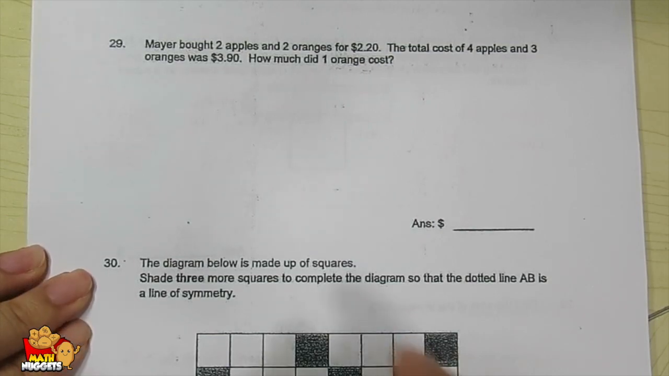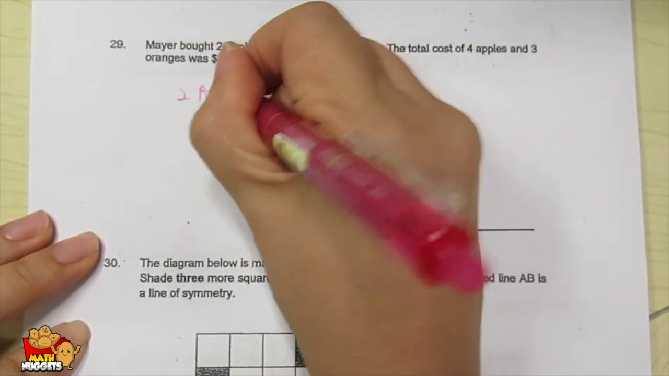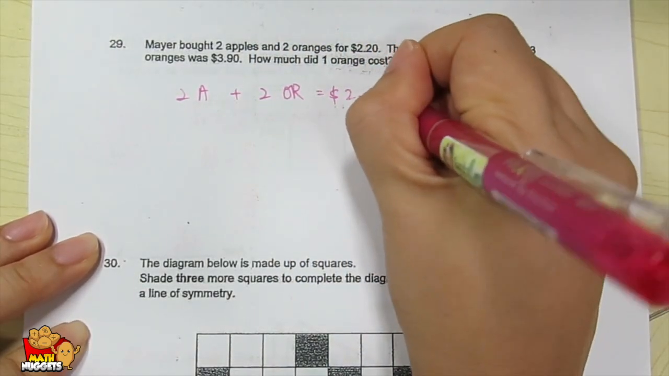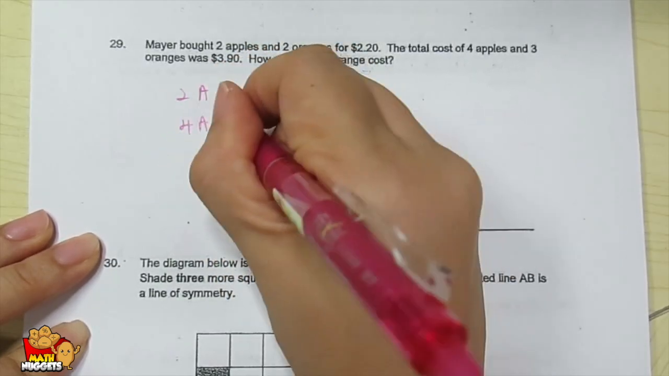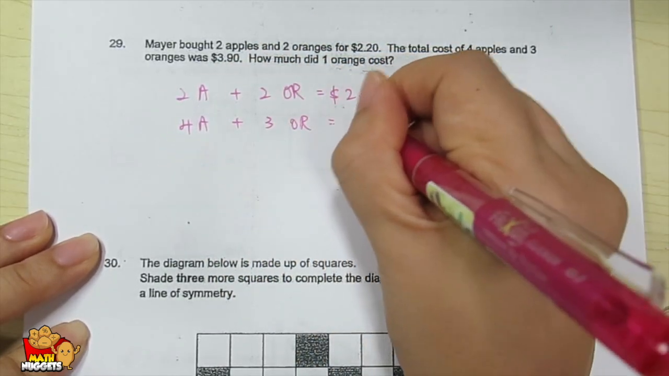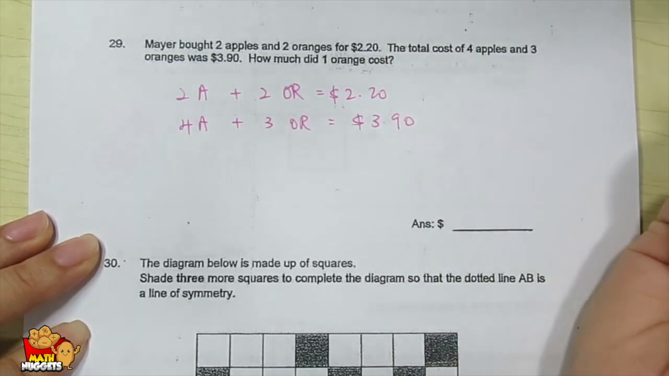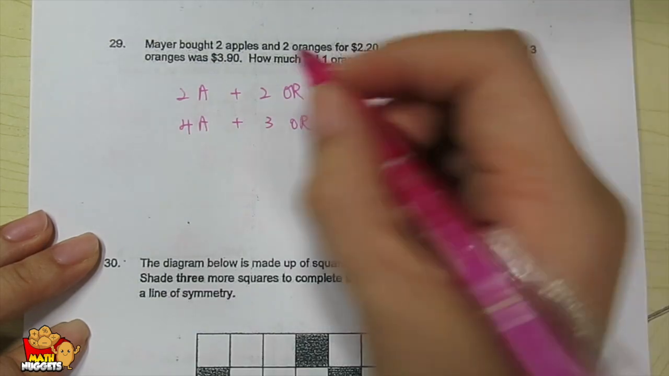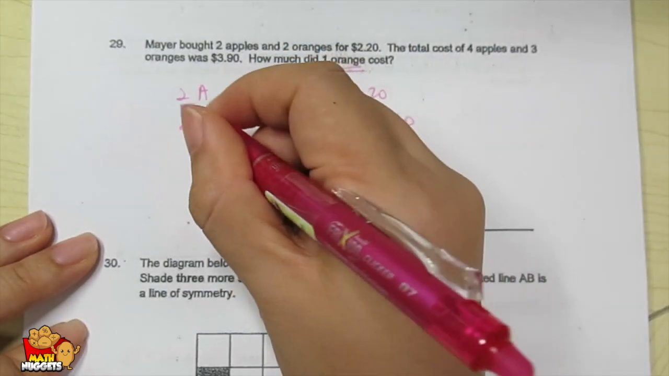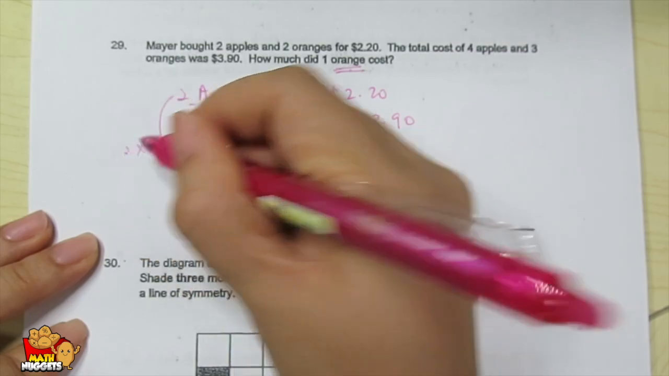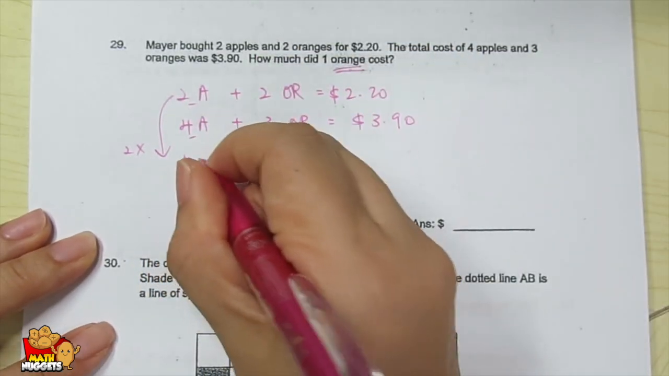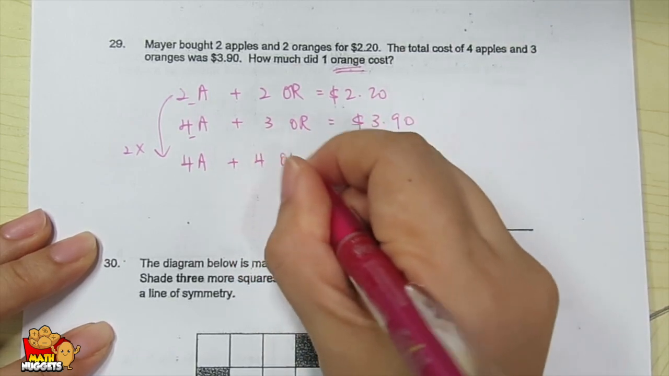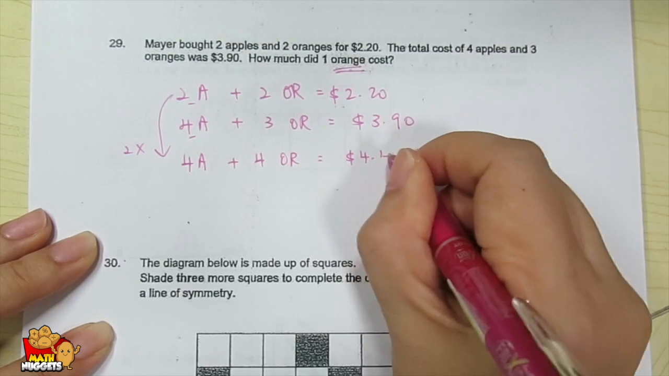Question 29 is a simultaneous concept. 2 apples, 2 oranges for 220. 4 apples plus 3 oranges for 390. So if you want to find orange, I'm going to make apples the same. So over here with 2 apples, I'm going to multiply this equation by 2 to make 4 apples. Everything in the equation will have to multiply. So 4 oranges is equals to $4.40.